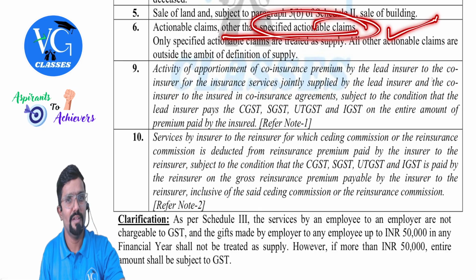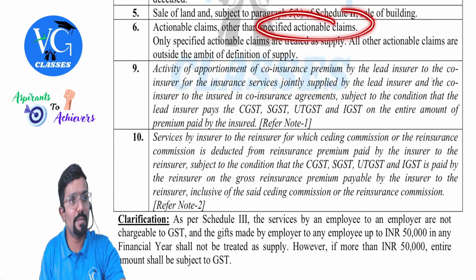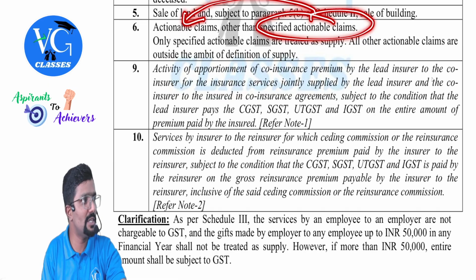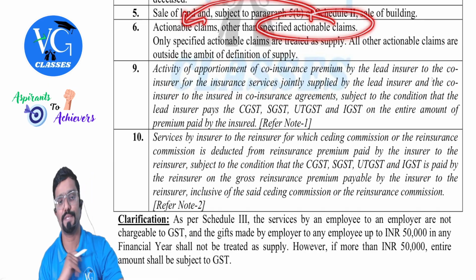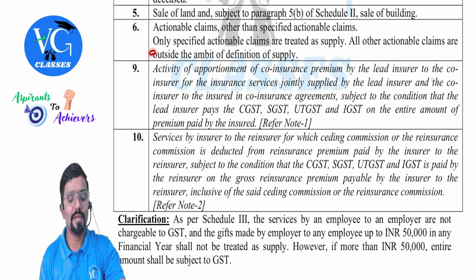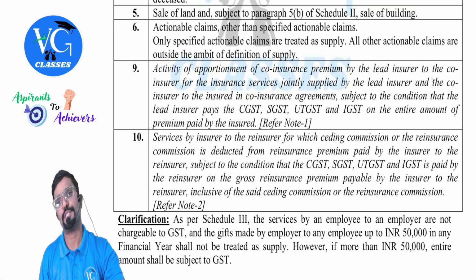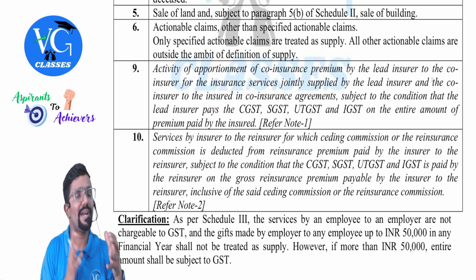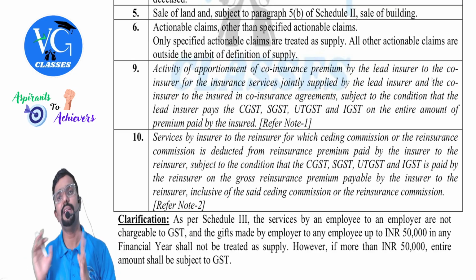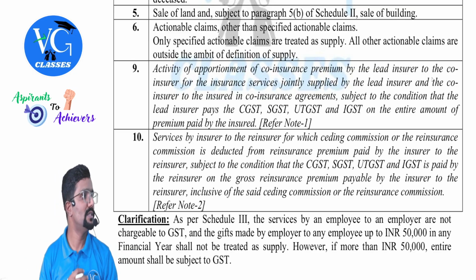Understood? I repeat. Is specified actionable claim liable for GST? Yes. Other than this, if there is any actionable claim, GST is not applicable, because it is a part of the negative list. I have given more clarity here. Only specified actionable claims are treated as supply. All other actionable claims are outside the ambit of the definition of supply, guys. Clear? That means only specified actionable claim is liable for GST. Any other actionable claim is outside GST.